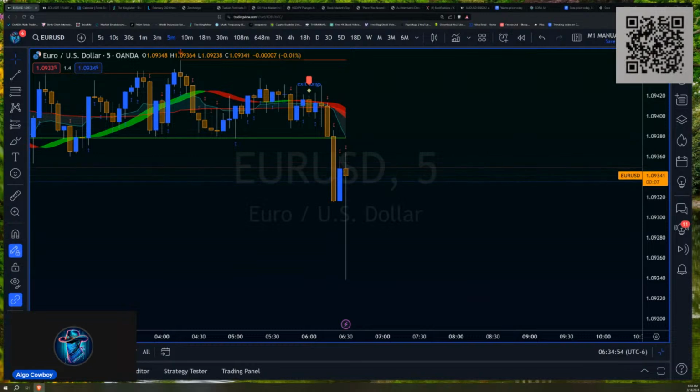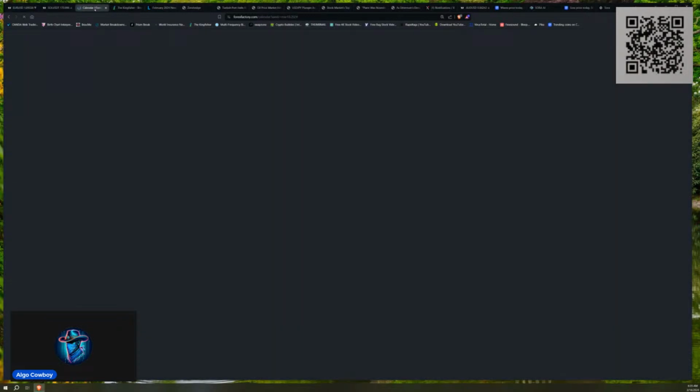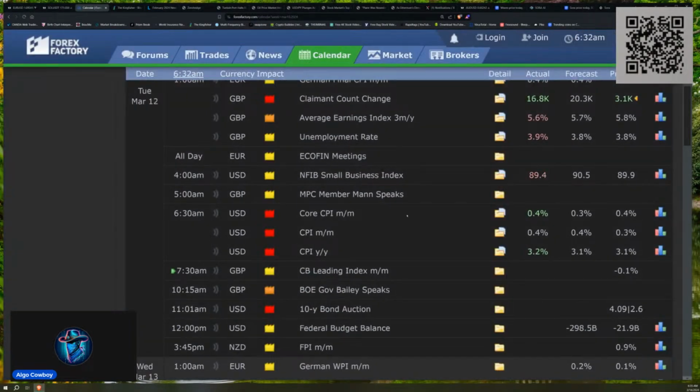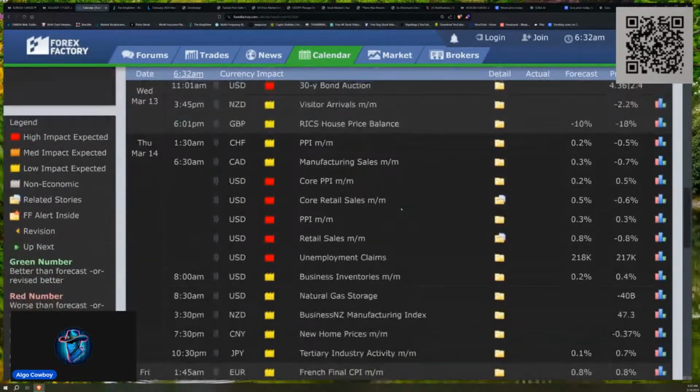So what we're going to assume here, I haven't looked at the data yet, only because it just came out, but we're assuming that CPI was hot rather than cool. And that would make sense because the CPI was hot on Tuesday. PPI probably hot today. Let's take a look here. March 14th. That is today. Core PPI. Let's refresh the screen.